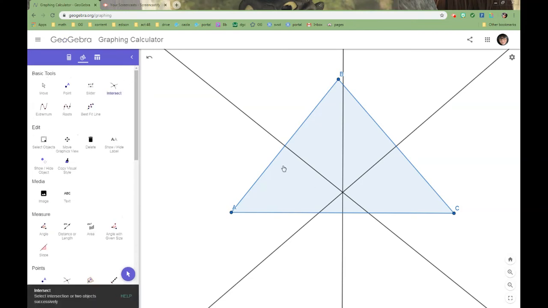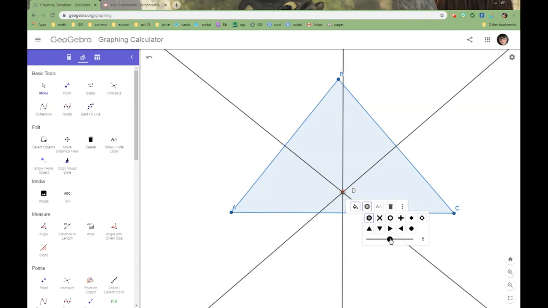So I'm going to put a point there by clicking on just two of these. Let's take that away. I want to click on the two perpendicular bisectors. There it is. So you can see here that point D was put on right here. I'm going to make it a different color so you can really notice it. There it is. Let me make it a little bigger too. All right, so this is called the circumcenter of this triangle.